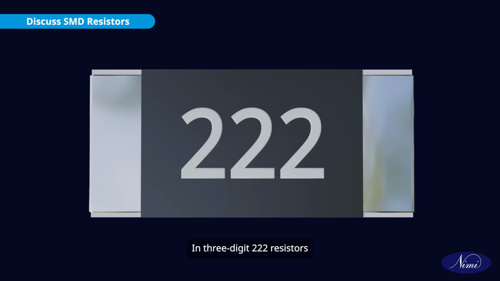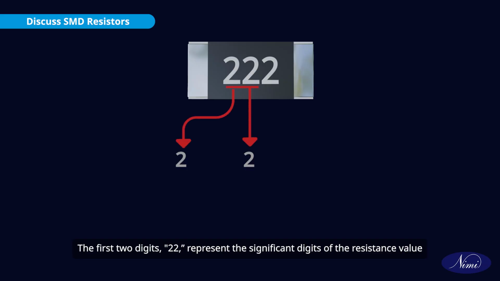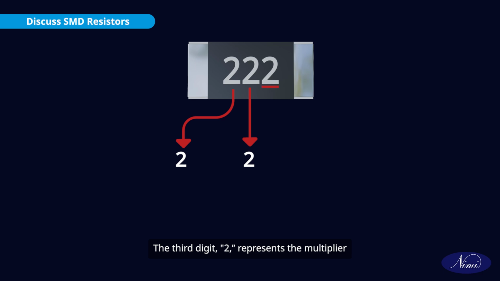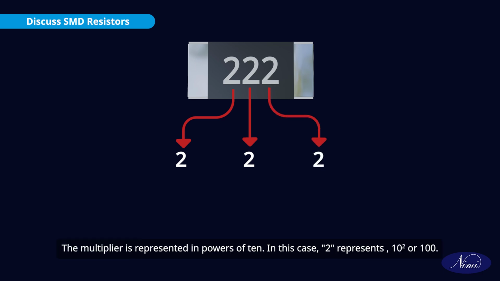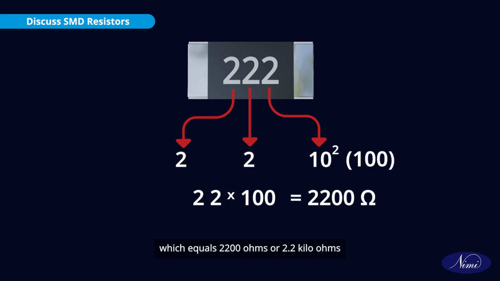kilo ohms. In 3-digit 222 resistor, the first 2 digits 22 represent the significant digits of the resistance value. The third digit 2 represents the multiplier. The multiplier is represented in powers of 10. In this case, 2 represents 10 to the power of 2 or 100. Combining the significant digits and the multiplier, the resistance value can be calculated as 22 into 100, which equals 2200 ohms or 2.2 kilo ohms.